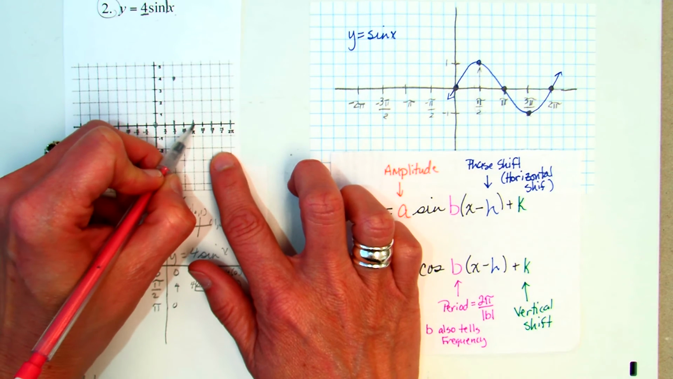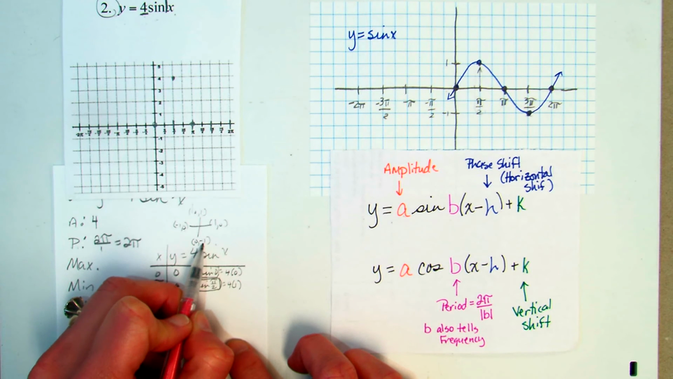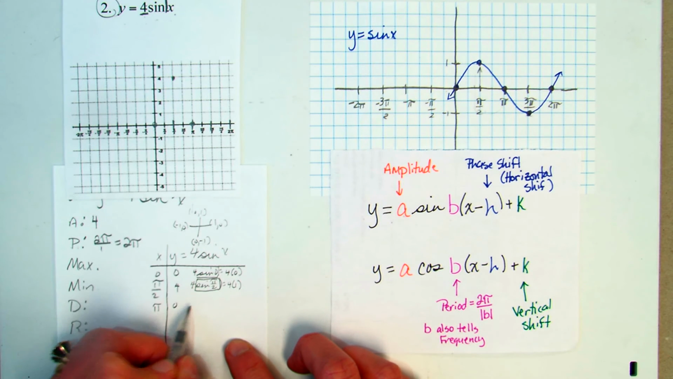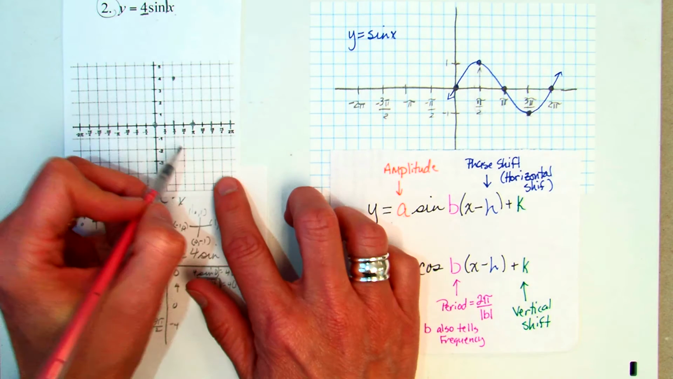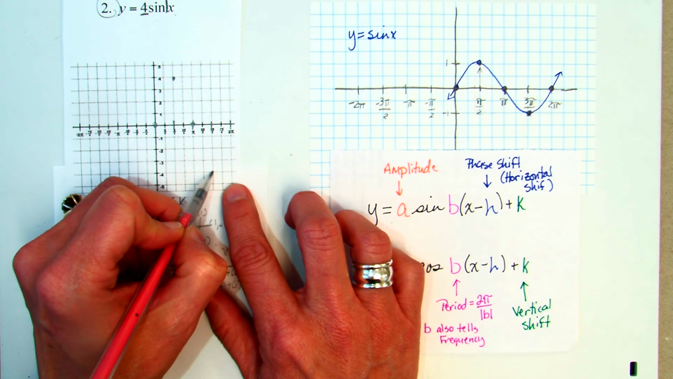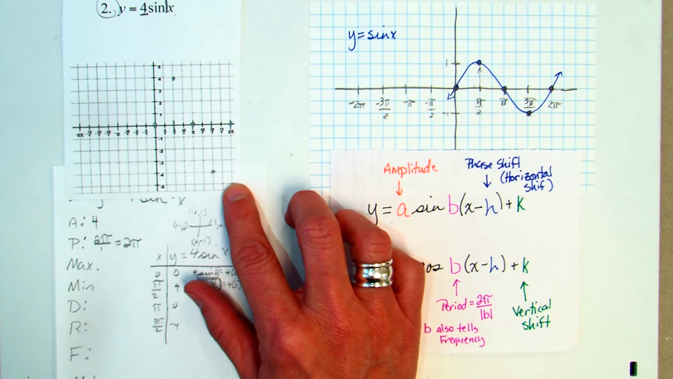What happens at 3 pi over 2? Well, the sine of 3 pi over 2 is negative 1, times 4 is negative 4. And at 2 pi, the sine is 0. 0 times 4 is 0. So there's my sine curve.